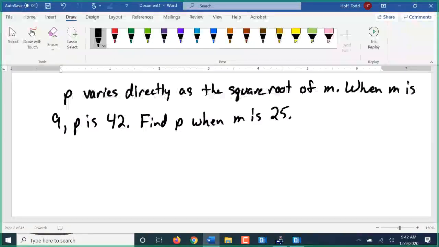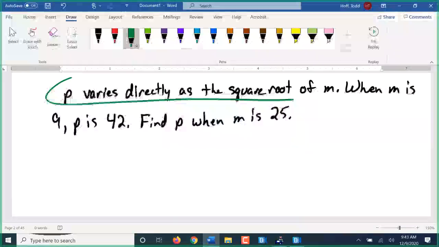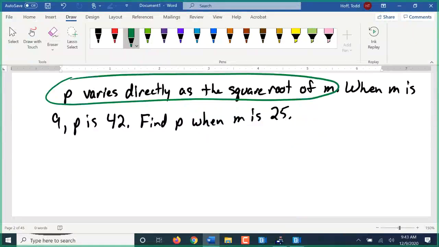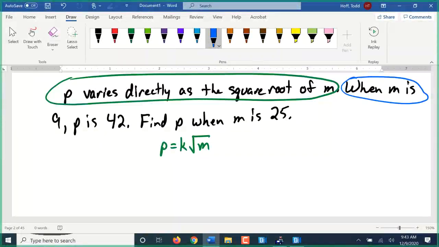So again, here we're given two pieces of information and then a command or a question. First, we're starting off with P varies directly, not directly with M, but directly with the square root of M. So that means P equals K times the square root of M. Now the second piece of information is a known condition of some sort. When M is 9, P is 42. So we put 42 in for P and 9 in for M.